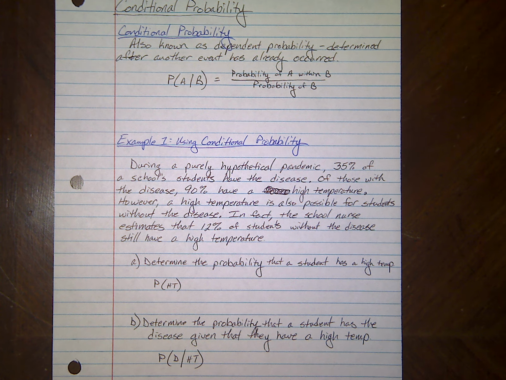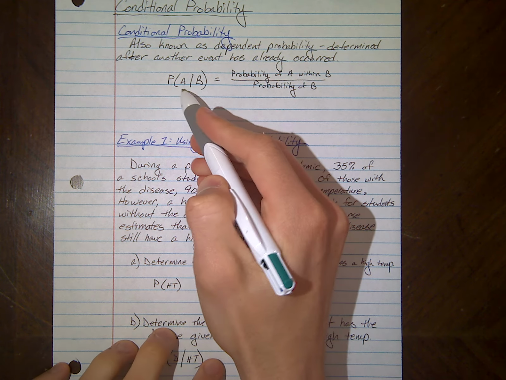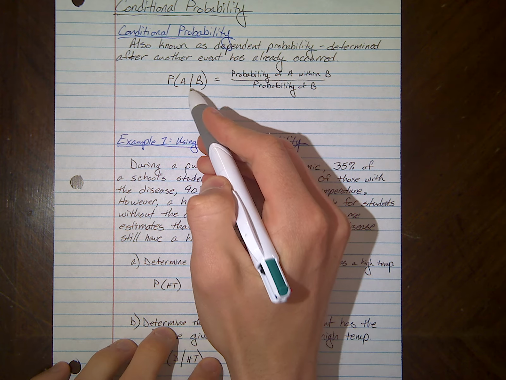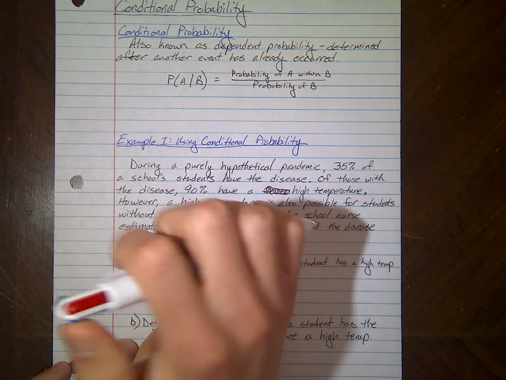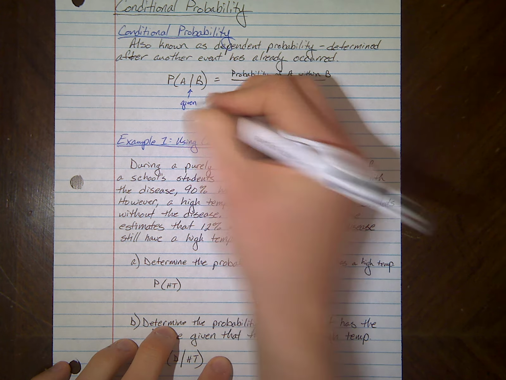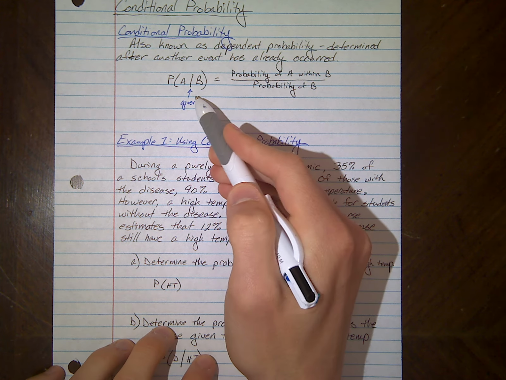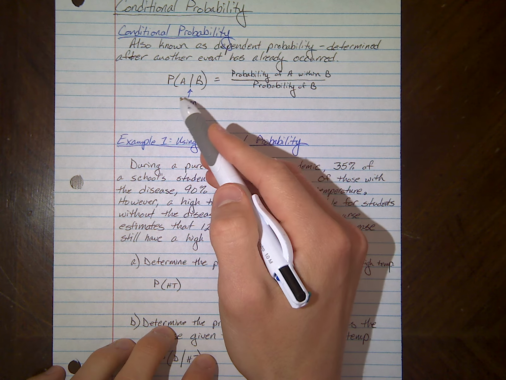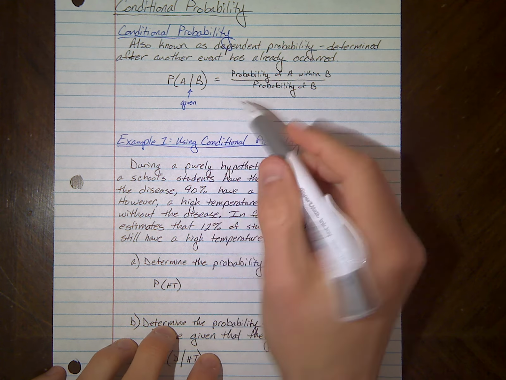Okay, so today we're going to be talking about conditional probability. This is also known as dependent probability, and it's determined after another event has already occurred. So the way that we write this is the probability of event A given event B. That's what this little vertical bar means: given. So B happens first, and then A happens. Okay, that's the way that this works.